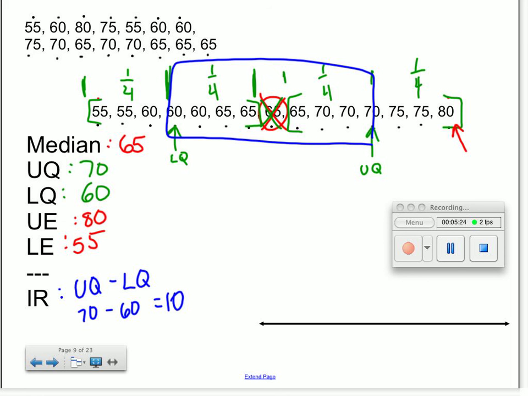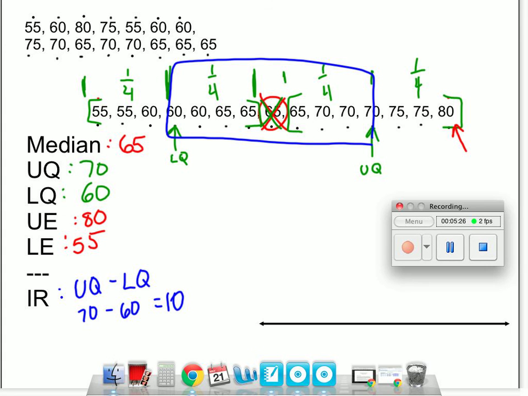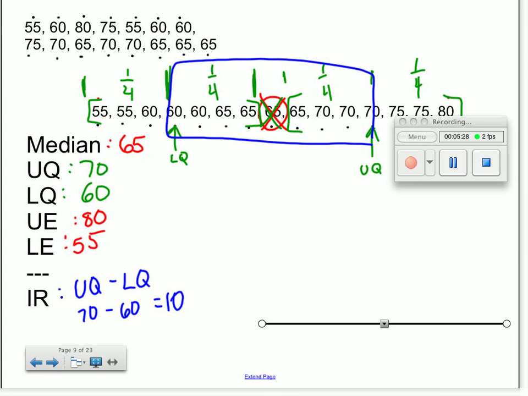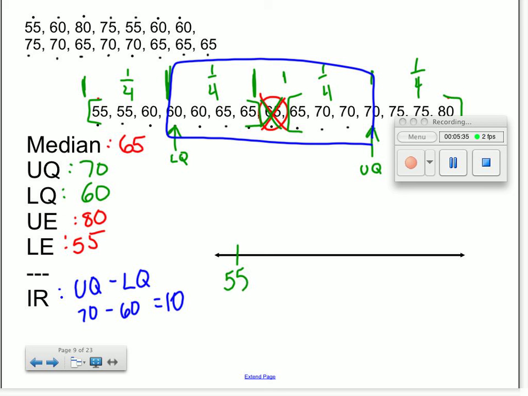Okay, last thing we want to do is graph it. So I'm going to move this up. I always just look at my extremes. My smallest number is 55. My largest number is 80. I need to go from 55 to 80 to get all my numbers on here. I'm going to go up by 5s. If you have room on your notes, I would certainly try this. Okay, then the big thing here is that you only graph these 5 numbers.